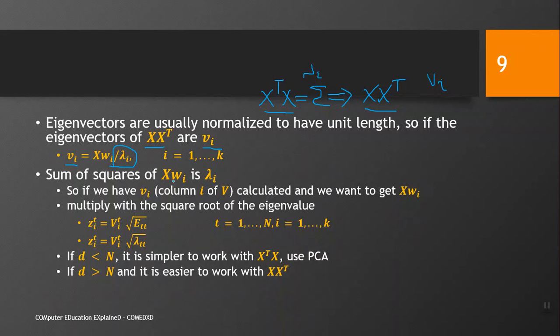The sum of squares of Xwi is this. So, if we have Vi, column i of V, calculated, and we want to get Xwi, we multiply with the square root of the eigenvalue. How? Here you can see that we use this expression. This is the square root of the eigenvalue.